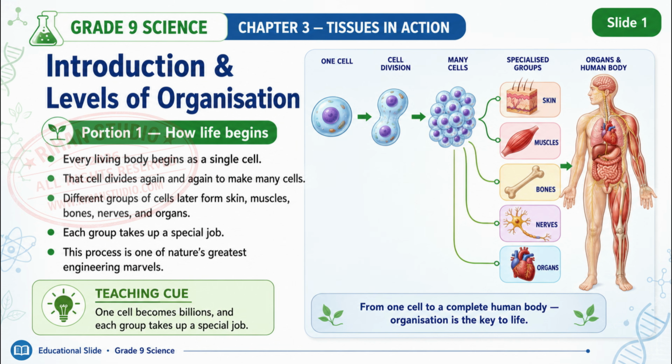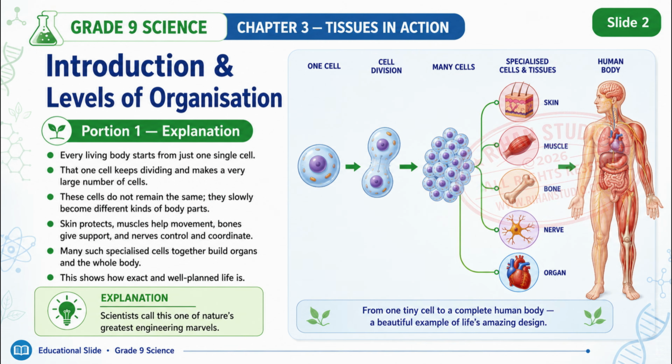Start with a simple picture. One cell becomes billions, and each group takes up a special job. Explanation. Every living body begins as one single cell. That cell divides again and again to make a huge number of cells.